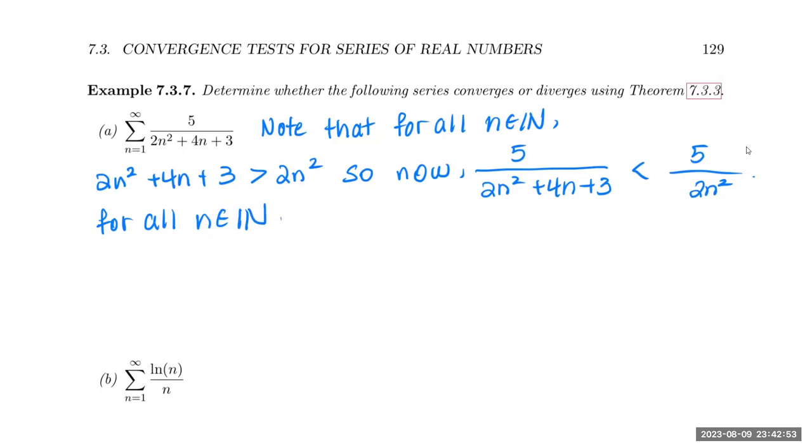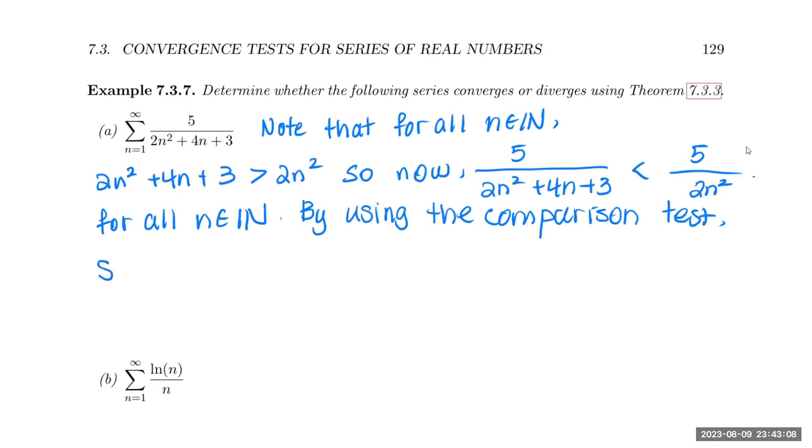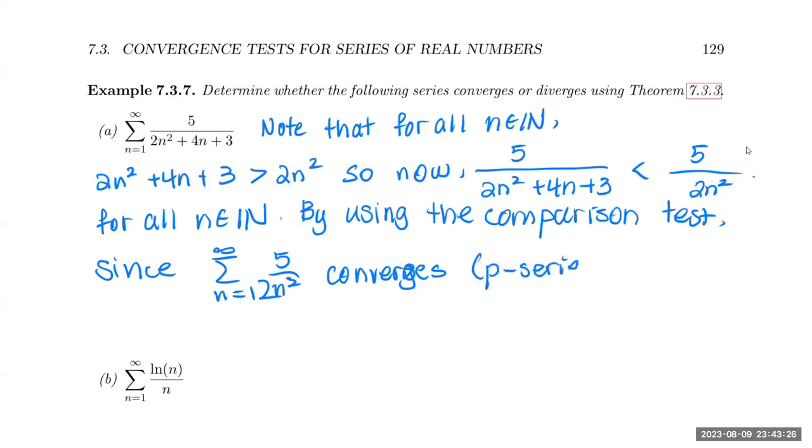So now by using the comparison test, since the series of 5 divided by 2n squared converges, this is because of the p series, then that also means that this series also converges.